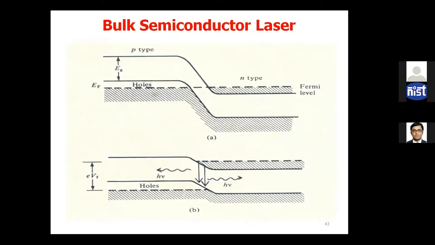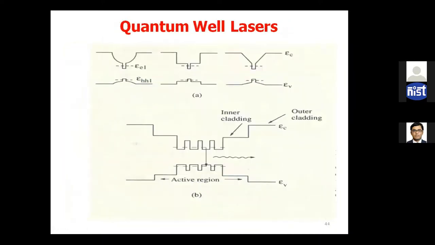We use this concept in your laser, like in your bulk semiconductor laser, where if you apply some external field, that is a voltage, there is a transition. The electron can jump from the conduction band to the valence band, and it can form the electron hole pair, and it will give you lasing. So here in bulk semiconductor, both the conduction band and the valence band take part in the lasing.